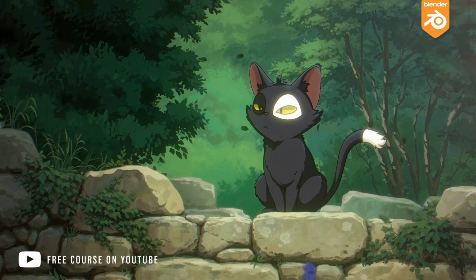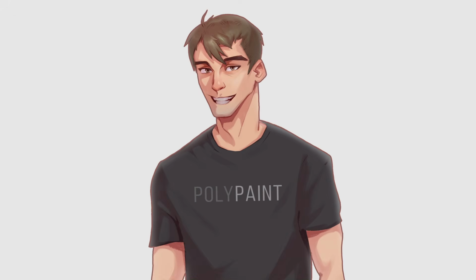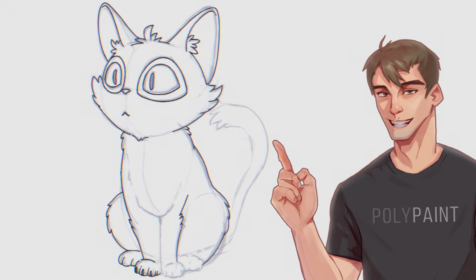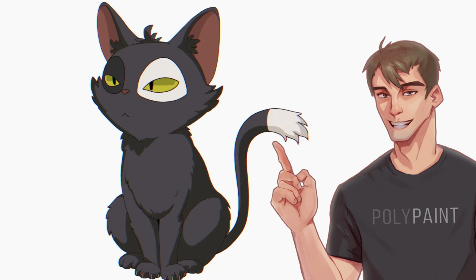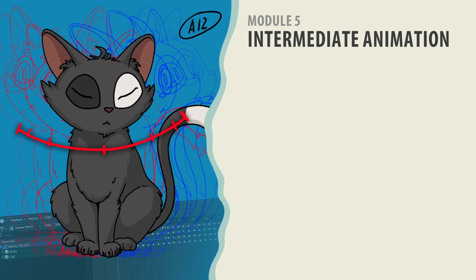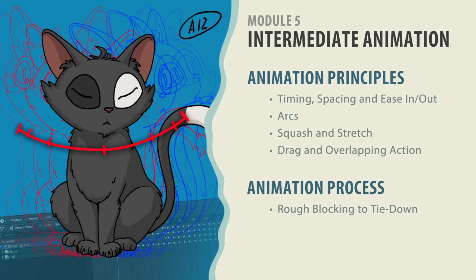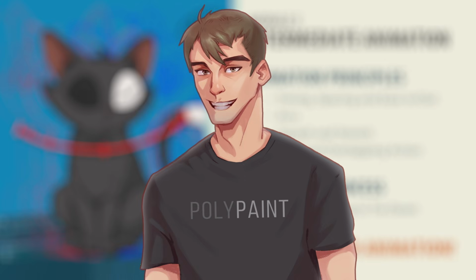Welcome back to our Blender 2D animation series for beginners. If you're just joining us, go check the previous videos where we sketched, cleaned up and colored our cute cat character. Today, we're stepping into intermediate animation. We'll animate a simple head turn with grease pencil and master the core principles that make movement feel alive. Grab your tablet, let's go!